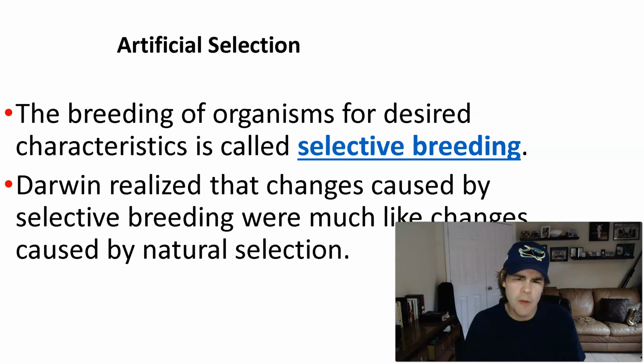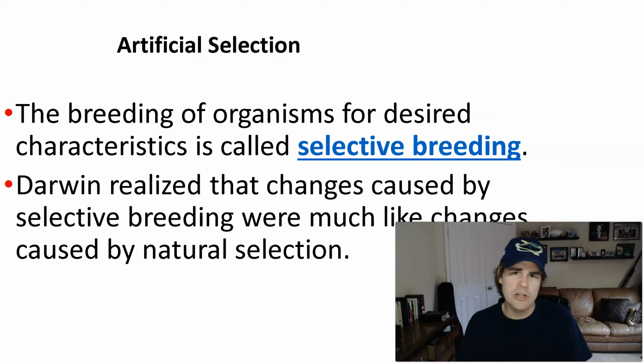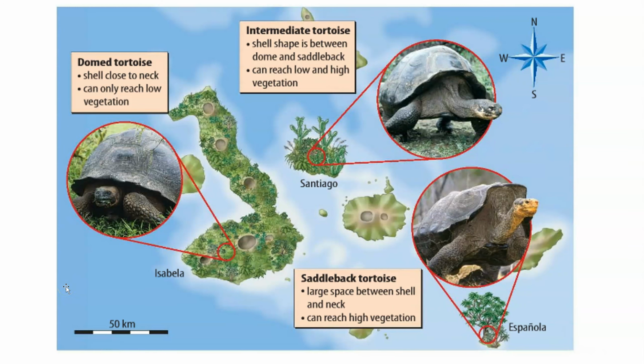Humans are doing this. So Darwin realized that changes caused by selective breeding were much like changes caused by natural selection. He's like, well, if humans can selectively breed, couldn't nature as well due to chance? And so this is a great example right here. I'll take the webcam away, but this is a great example right here of natural selection: the tortoises on the Galapagos Islands. Darwin noticed that they are different, but they have similar characteristics.